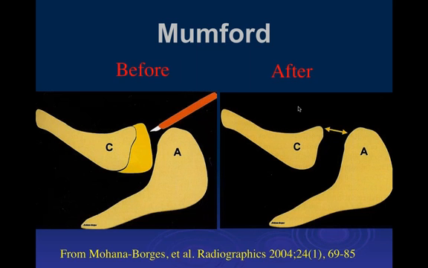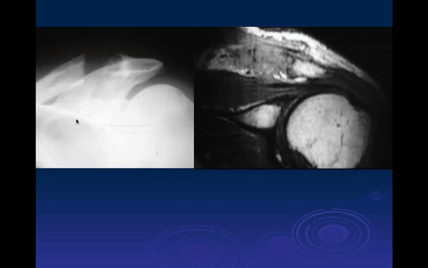And then the treatment for this is what's called a Mumford procedure, which is basically a resection of the distal clavicle to get rid of that. Here you can see where the distal clavicle has been resected. Here's his post-MR, and we can see no longer is there impingement upon the supraspinatus muscle and tendon. And then after this, he recovered in about 2 or 3 months and went back to playing handball again.